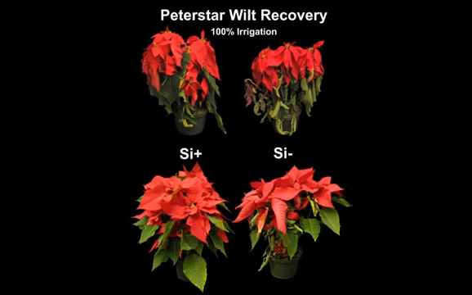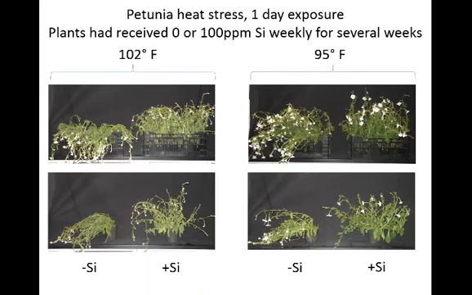And then we waited till the plants were wilted. Here's an example from Peter Star, and we re-watered them, and our silicon-treated plants showed better recovery from wilt as well. And the last silicon experiment I want to show you is with heat stress.